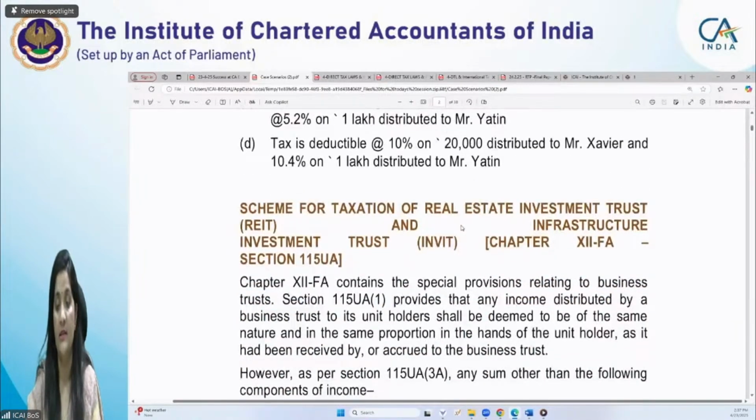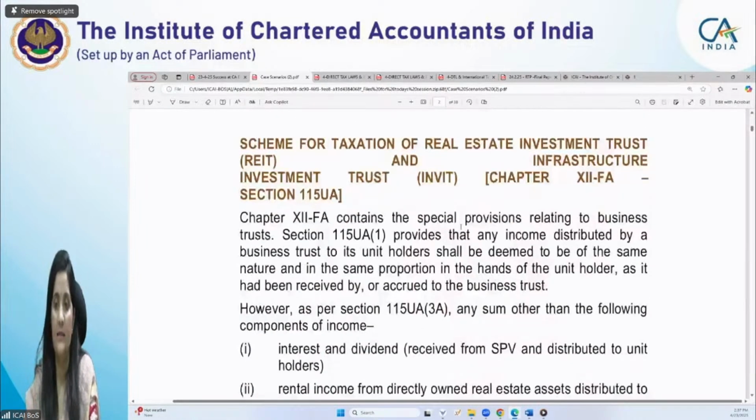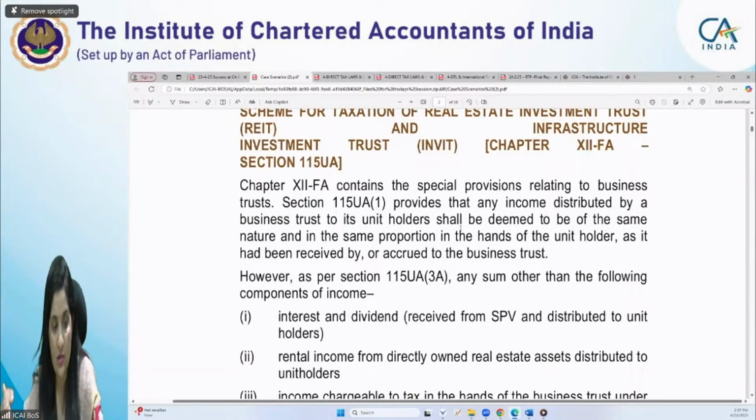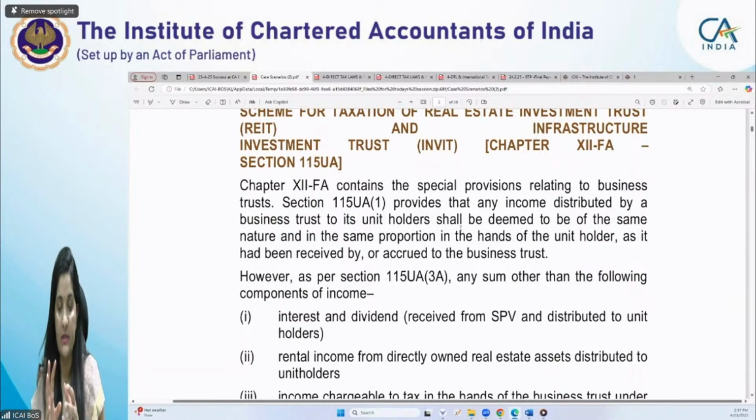Section 115UA talks about the scheme for taxation of REITs, right? Chapter XII-FA. It says, you know, that REITs have a pass-through status. Pass-through status means that the income would not be taxable in the hands of the business trust. Whatever the income of the trust, it is passed through to the unit holders and would be taxable in the hands of unit holders. So the pass-through status is with the REIT, right? And that pass-through status is given in respect of interest, dividend, rental income.